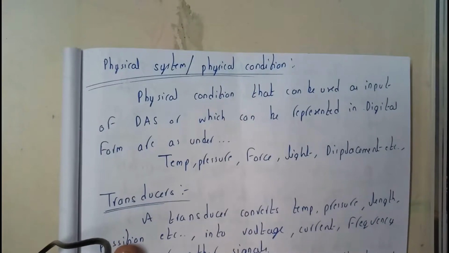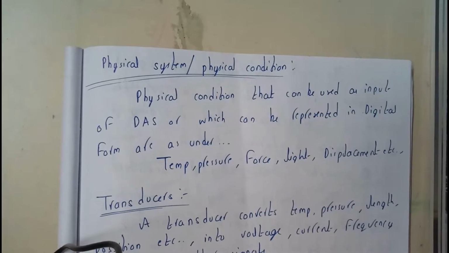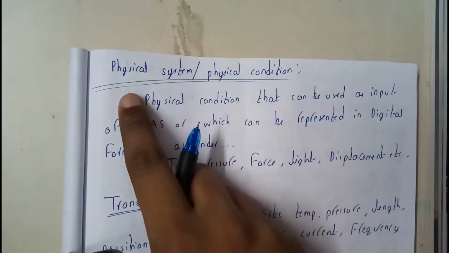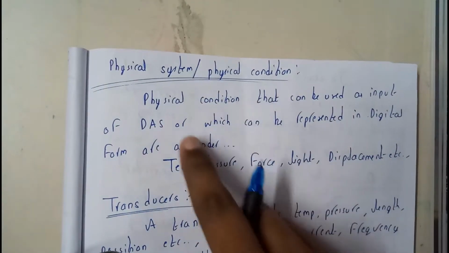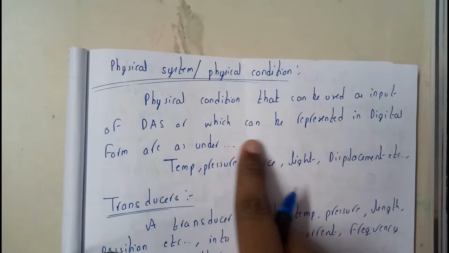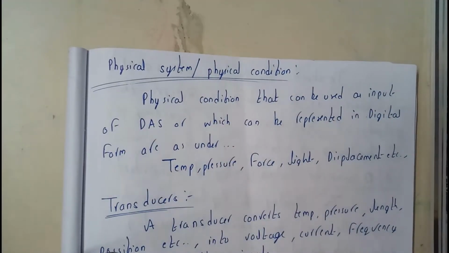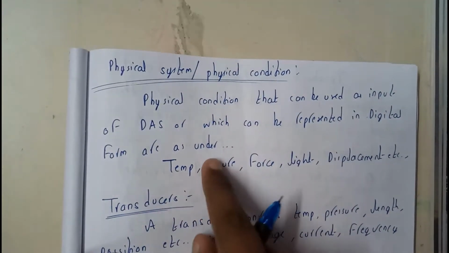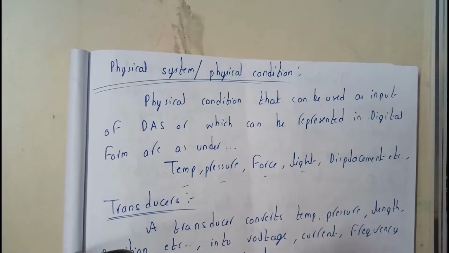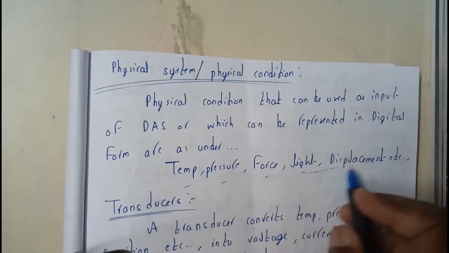Now I have told you in terms of my own words, right? So now let us go through the theory. Basically, the physical states or physical conditions that can be used as an input of DAS, or which can be represented in digital form, are as follows. Those are nothing but temperature, pressure, force, light, displacement. These are also going to come under this, guys.